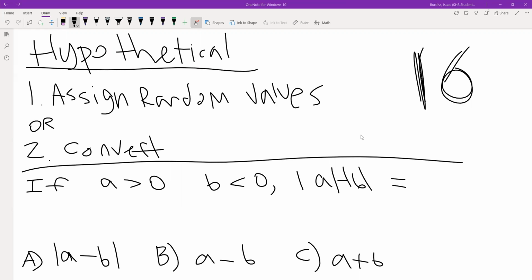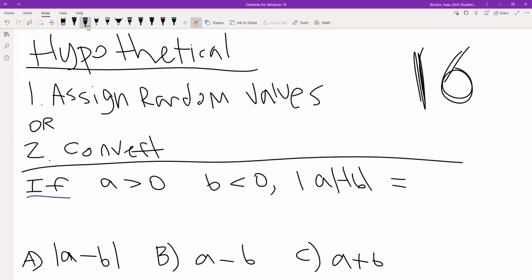Hi there. This is the 16th kind of problem that you might have on the ACT math. And there are a lot of these ones. Usually there's one of these on every test. And it's the hypothetical ones. And here's what I mean by that. It will just tell you some stupid thing like this, for example.